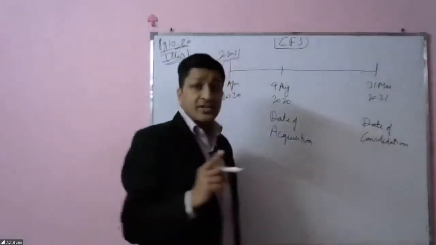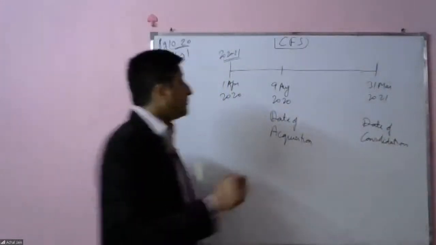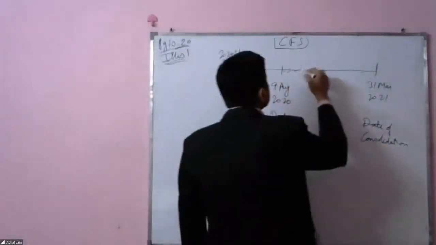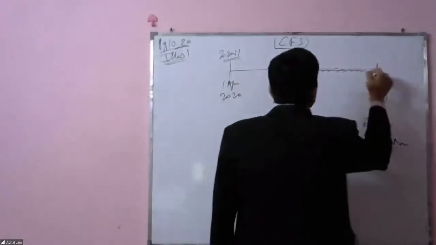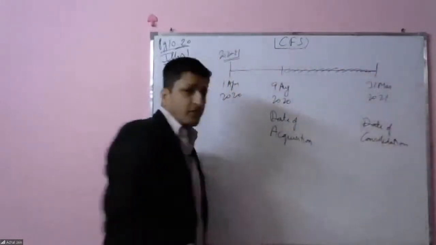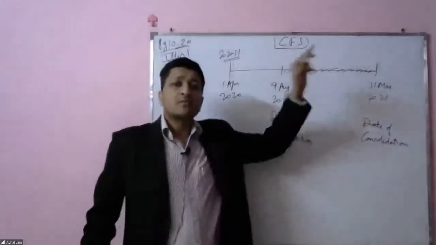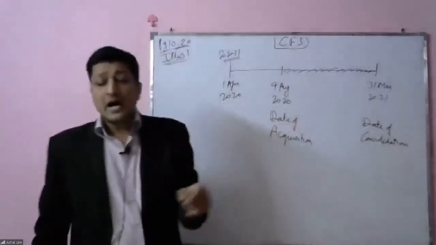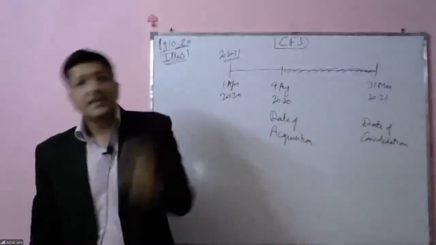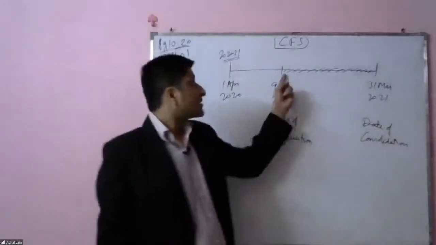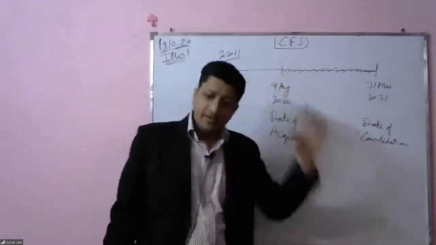Now consolidation will start from 9th of August. Consolidation will not be done on 31st March. On 31st March, consolidated financial statements are prepared, but consolidation starts from the date of acquisition.